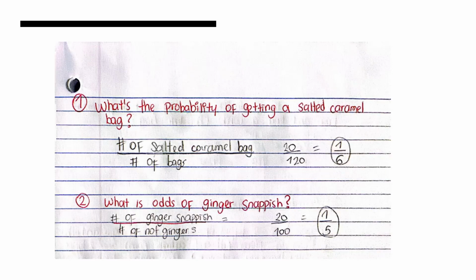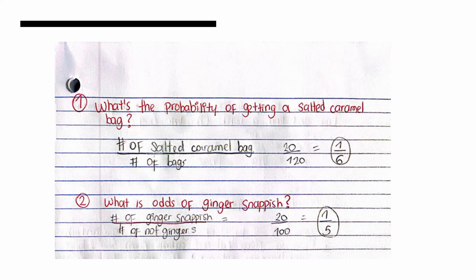First of all, what is the probability of getting a salted caramel bag? What I did in here was to identify, first of all, how many salted caramel bags there are and the total of the bags. So we have 20 over 120. So the probability in here will be 1 over 6.